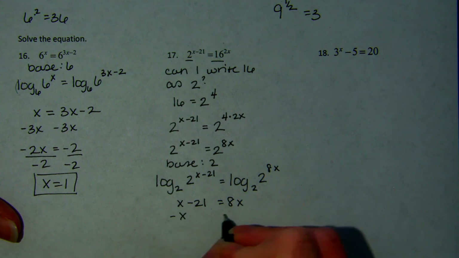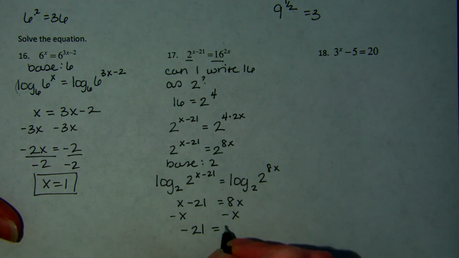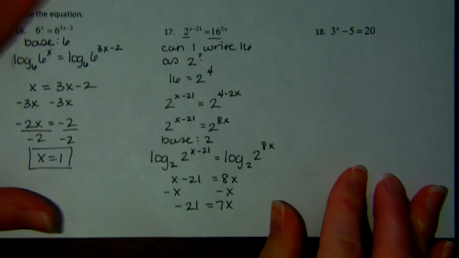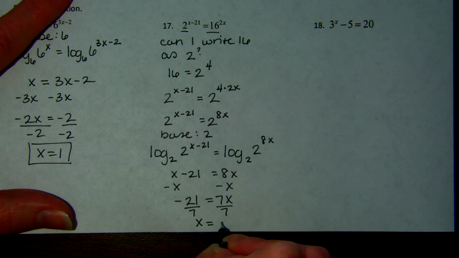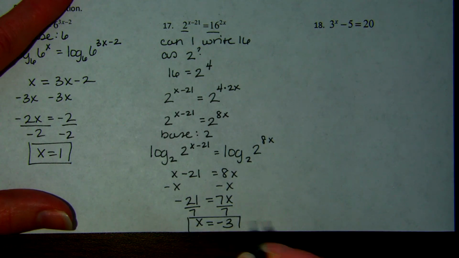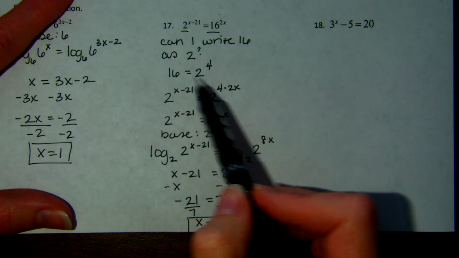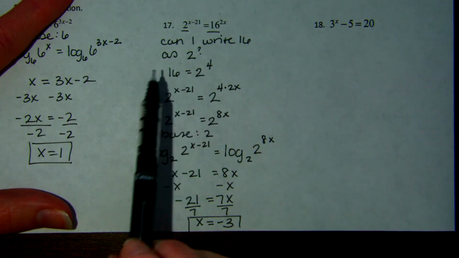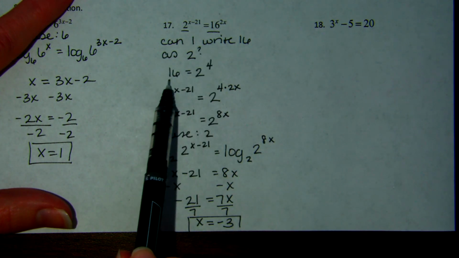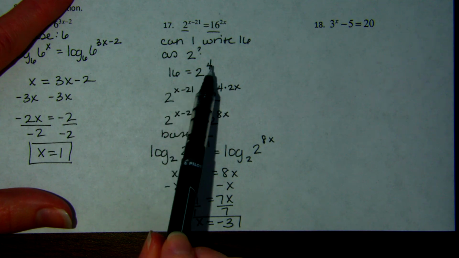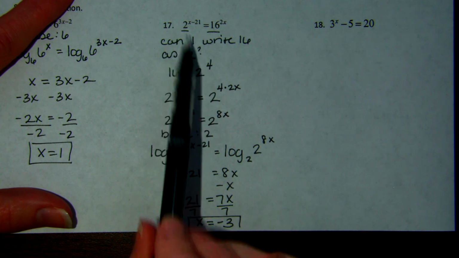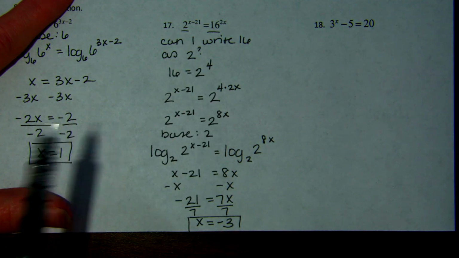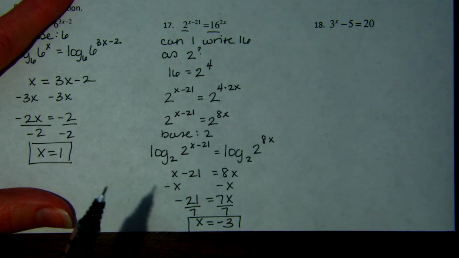And solve for x. Subtract x. Negative 21 is equal to 7x. Divide by 7. And we get x is equal to negative 3. And that's our solution right there. This one was a little tricky. We had to change the base from 16 to 2, okay? But remember, the way you do that is you take the big number and you write it as the small number raised to a power. So 16 was the big number, and I took it and I wrote it as 2 raised to the 4th power. And then what happens is you multiply those exponents there when you do that.